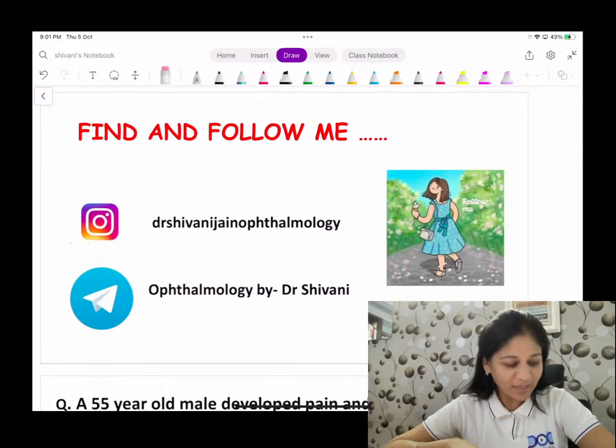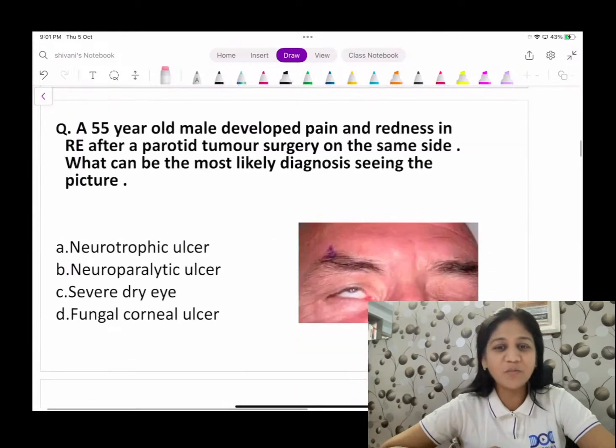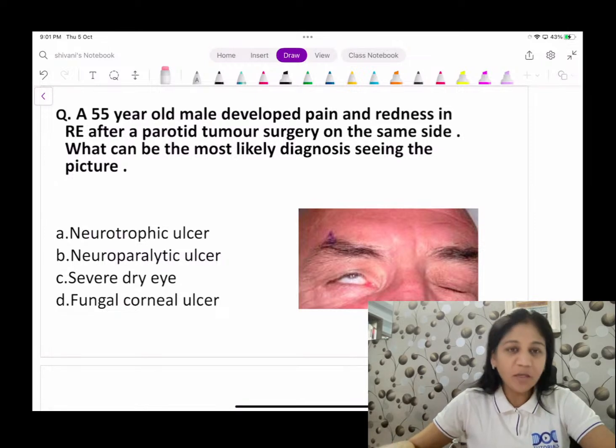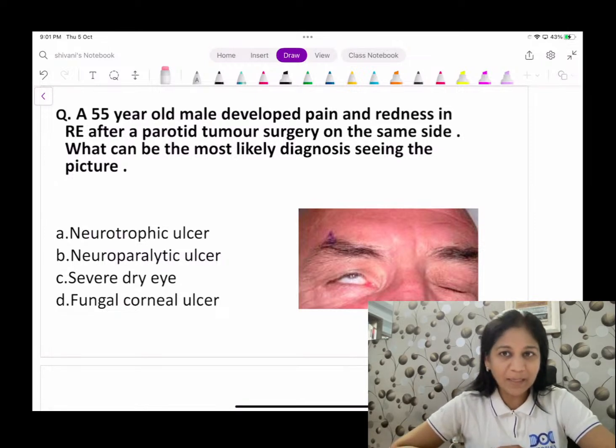So without wasting time, let's now talk about the first clinical question that we have here. It's about a 55-year-old male who has developed pain and redness in the right eye after a parotid tumor surgery on the same side. What can be the most likely diagnosis, seeing the picture? It's a picture question also, and it has some kind of integration with ENT, isn't it? It's a beautiful clinical question.